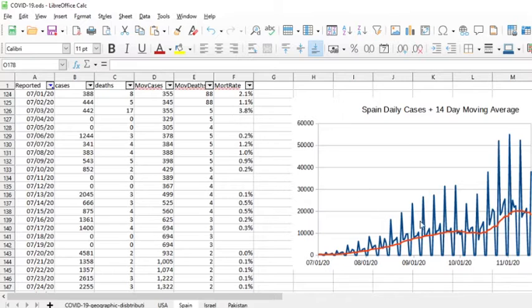Now I want you to notice something here. See these two zeros? These are Saturday and Sunday. So that means the total cases from Saturday, Sunday, and Monday is 2,045. Deaths: for Saturday, Sunday, and Monday, there were only 3 deaths. And you can see these spikes right here. These are all Monday dates, but it gives a really poor plot.